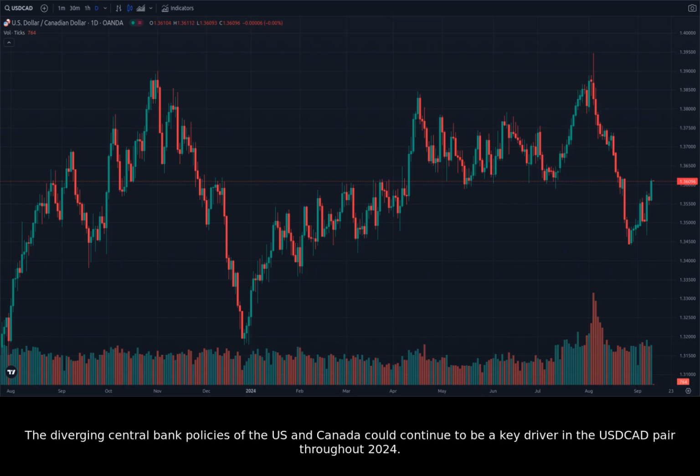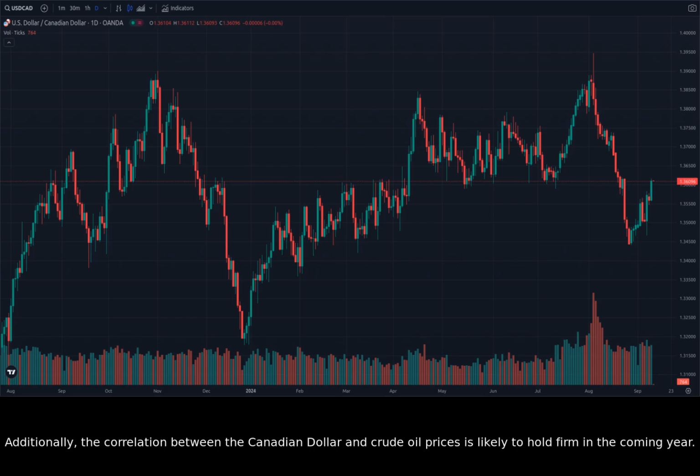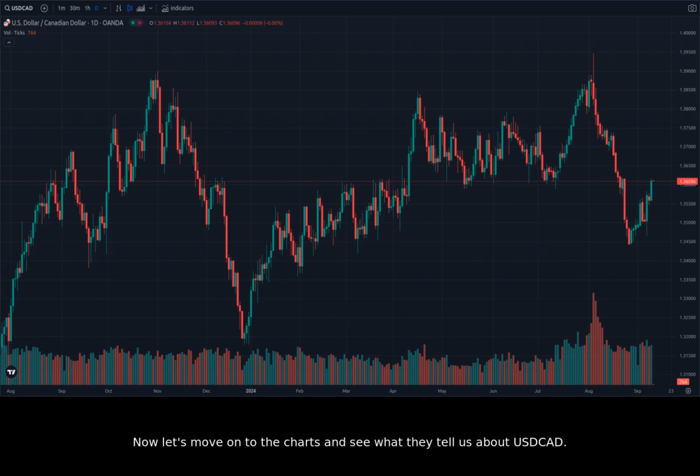The diverging central bank policies of the US and Canada could continue to be a key driver in the USDCAD pair throughout 2024. Additionally, the correlation between the Canadian dollar and crude oil prices is likely to hold firm in the coming year. A global growth slowdown could lead to lower crude oil prices, potentially negatively impacting the Canadian dollar. Now let's move on to the charts and see what they tell us about USDCAD.